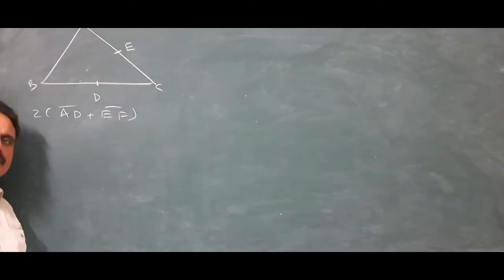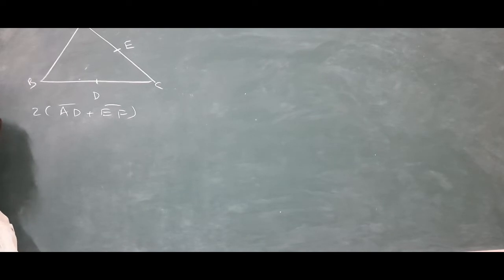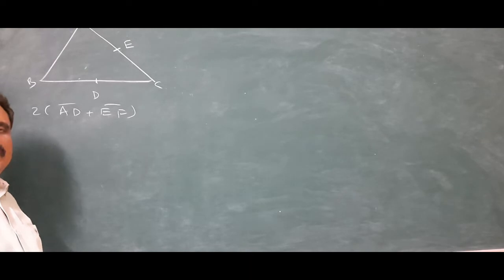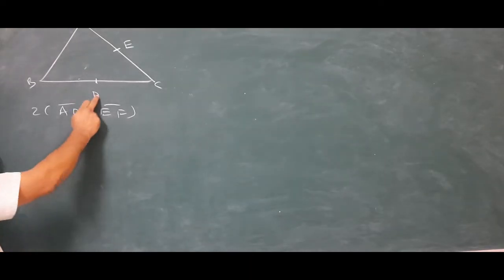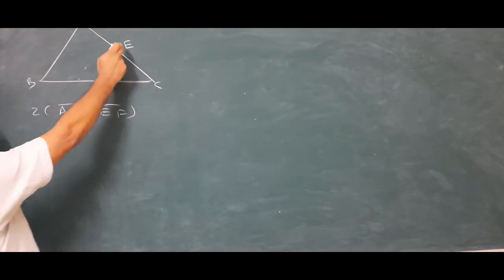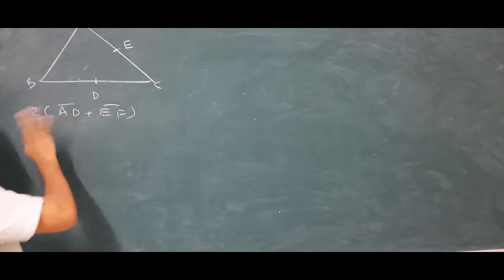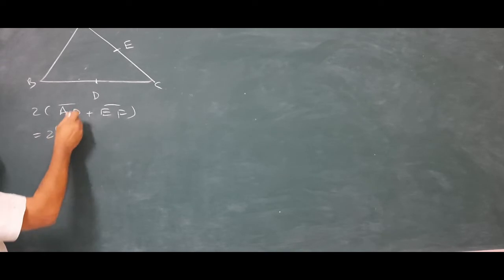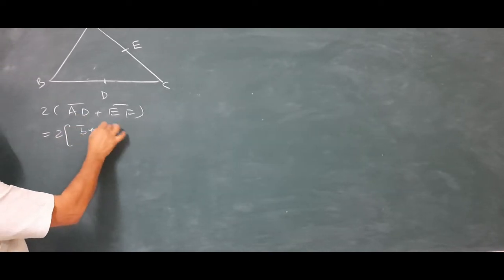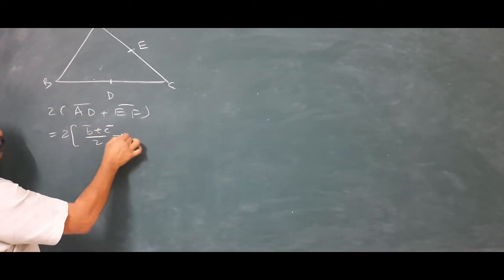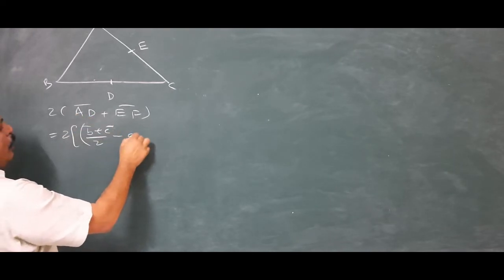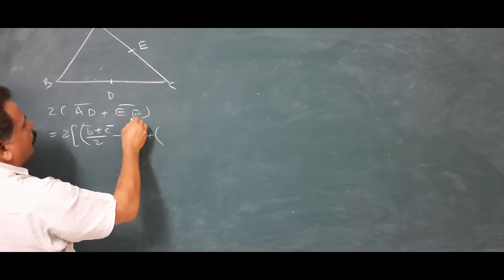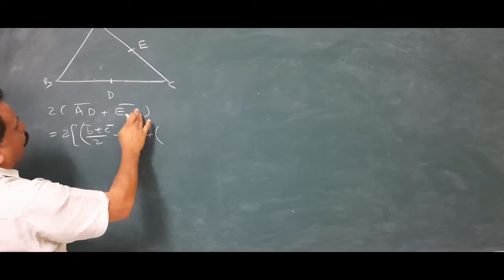Let us take A bar, B bar, C bar as the position vectors of the points A, B, C with respect to O, that is OA bar, OB bar, OC bar. Let us substitute D equal to B bar plus C bar by 2, E equal to C bar plus A bar by 2. OD bar minus OA bar, that means 2 into OD bar, that is B bar plus C bar by 2 minus OA bar, plus EB bar.